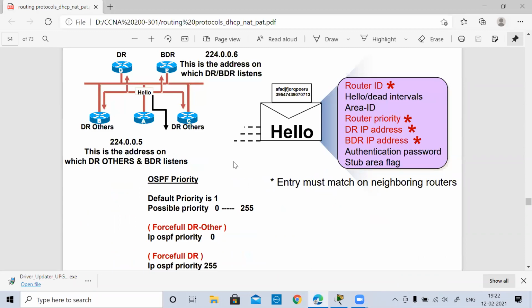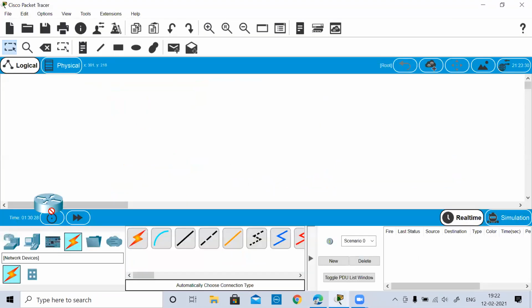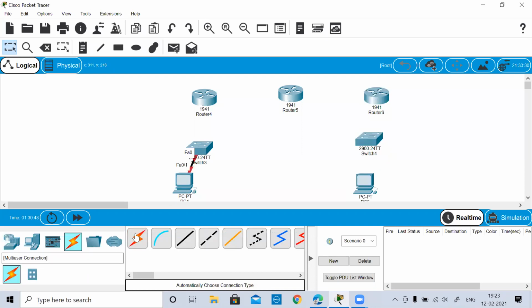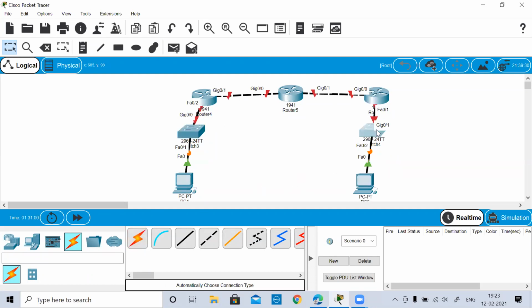Okay, for the configuration, we will pick up a few routers and we'll try to build one network. Take some switches over here and a few computers I'll take here, and then just connect them. So how many networks will I have here totally? Can anybody say how many networks I'm going to have here? 4 networks, right?